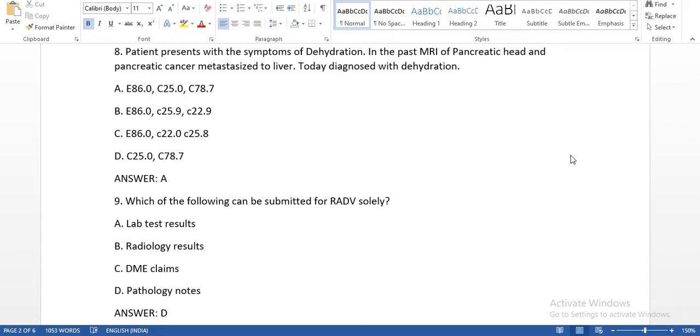Question number 8, patient presents with the symptoms of dehydration. In the past, MRI of pancreatic head and pancreatic cancer metastasized to liver. Today diagnosed with dehydration. We need to check how we code this condition. So we need to check among these 3 answers. For this we have the ICD-10-CM guideline. We will go there and check.